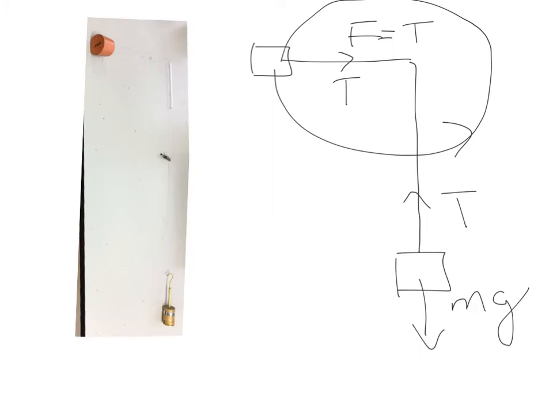So the tension is provided by the weight and it's acting towards the center. So that is the one that's providing the centripetal force. So centripetal force F is equal to the tension, and that tension, because it's connected on the rope, is the same as mass times g.